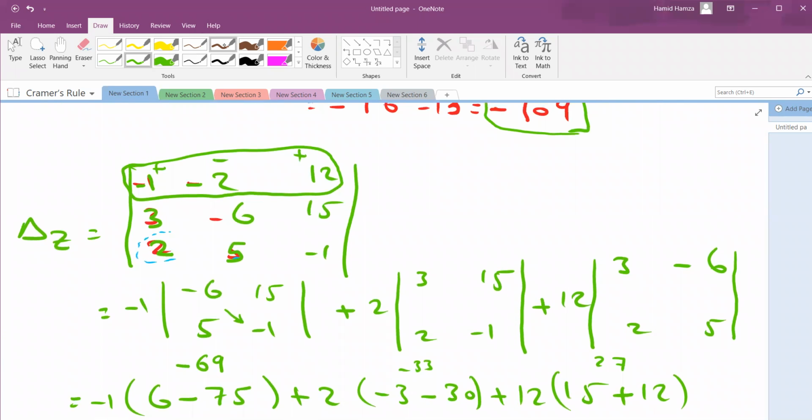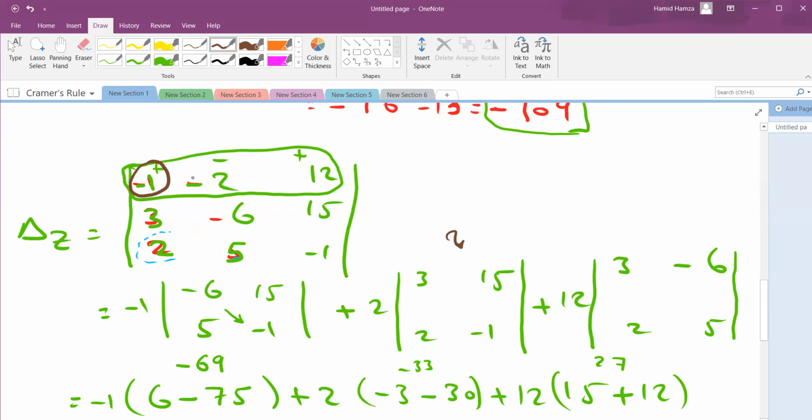In this one, we pick negative 1. Eliminate the row and column. The remaining, negative 6, 12, 5, and negative 1, I put in a 2 by 2 determinant. Then I take negative 2, and the sign of the place of negative 2 is negative, so it will be positive 2. Eliminate this row and this column, put the remaining in a 2 by 2 determinant: 3, 15, 2, negative 1. The last one is positive 12.